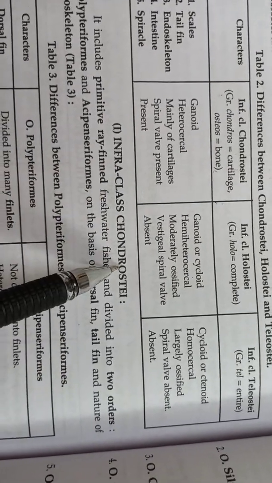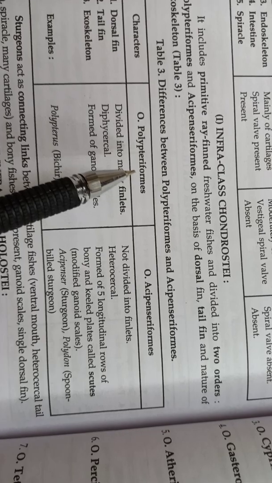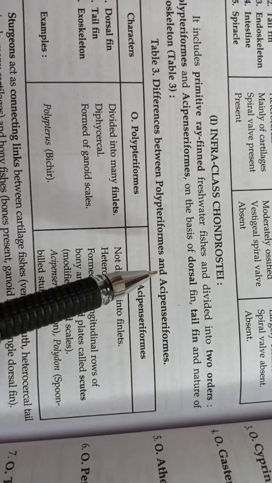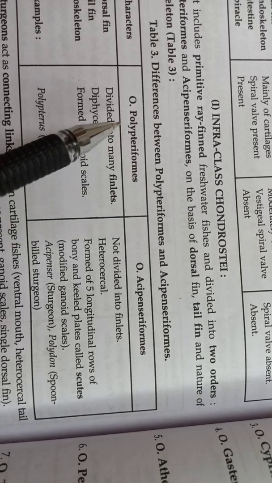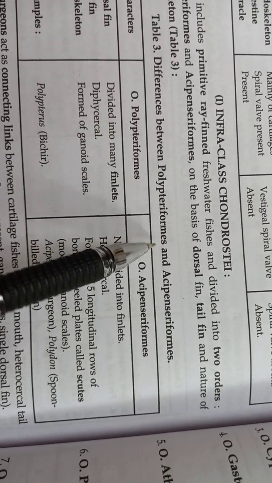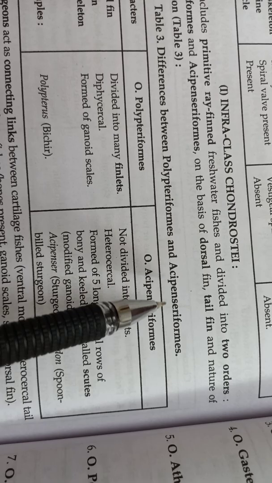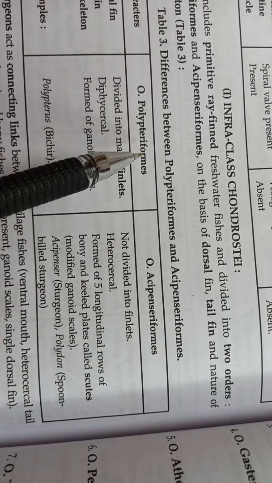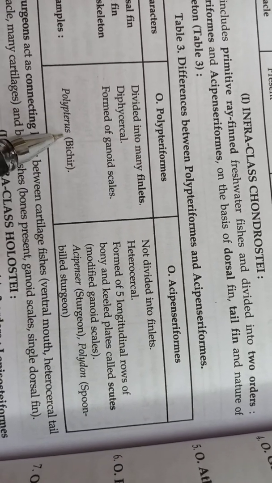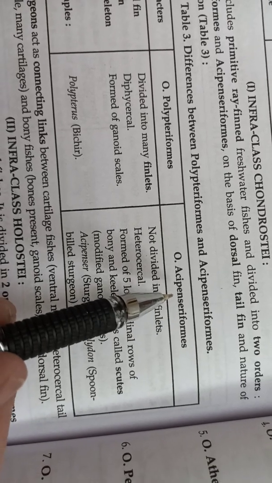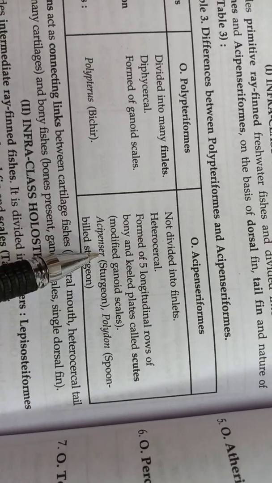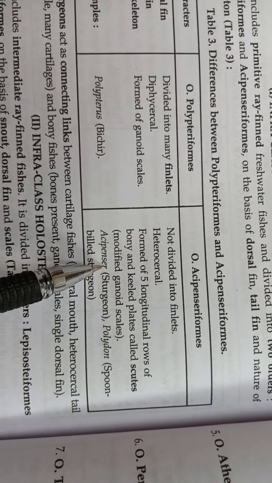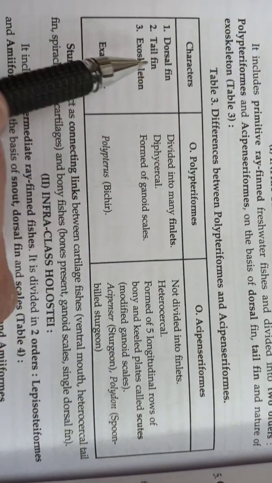Now infraclass Chondrostei. In the Chondrostei we have two orders, because we have to go up to orders. The first order is called Polypteriformes, and the other one is Acipenseriformes. Polypteriformes example is Polypterus, whereas Acipenseriformes example is Acipenser. So the name of the animal is based upon the order only.